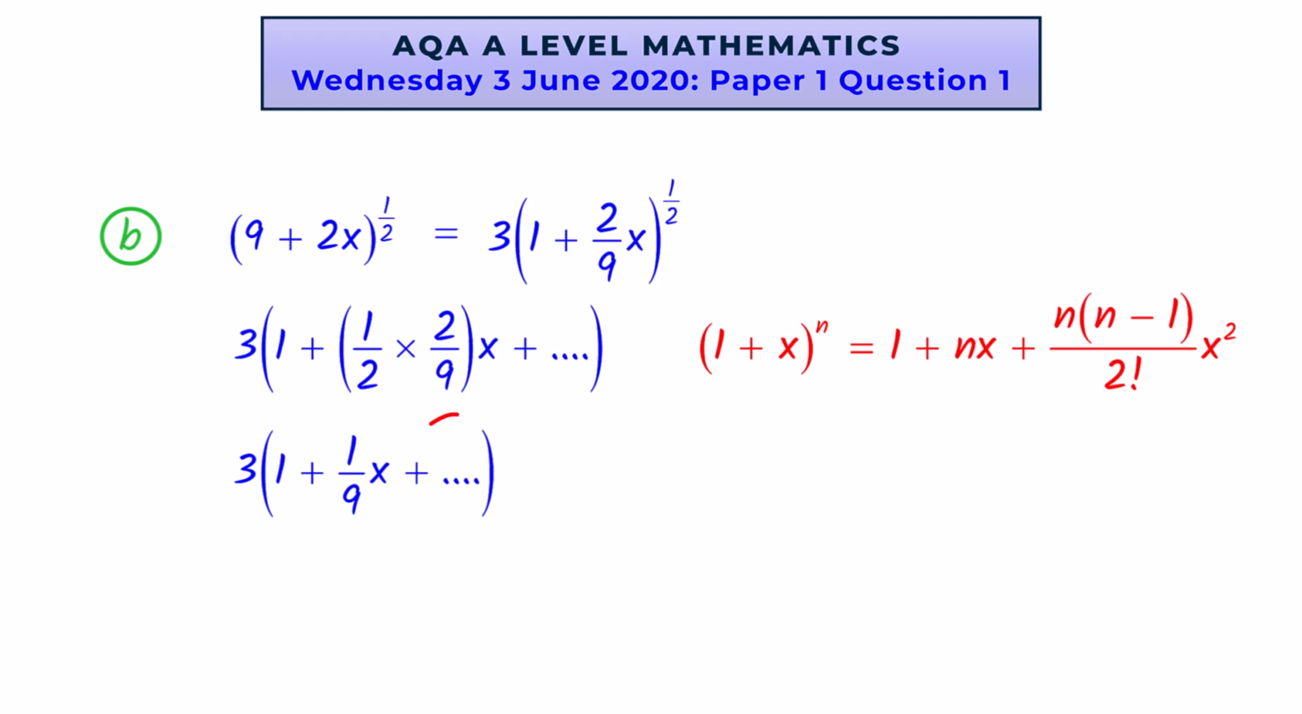We don't need to add any additional terms as we only want to know the first term. Expanding this gives 3 plus a third x. Therefore, the first term, a, is equal to 3. Okay, so that's how you answer question 1.